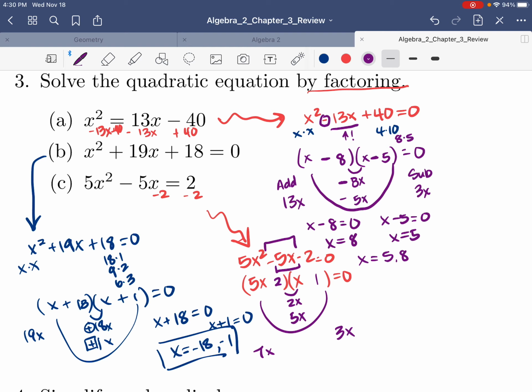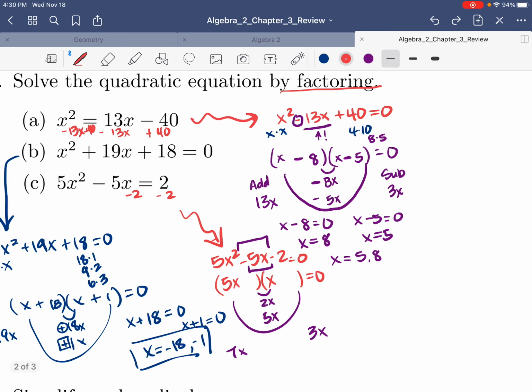Now, that means 2 and 1 didn't work, so what I'm going to do is I'm going to switch the order of 2 and 1. All right, so I'm going to put 1 in the front, and I'm going to put 2 in the back. Now, what this does is it's going to give me different products. It's going to give me 1x and 10x. And you'll notice that if you add those, you don't get 7x, and when you subtract, you don't get 3x. You actually get 11x and 9x, which doesn't work.